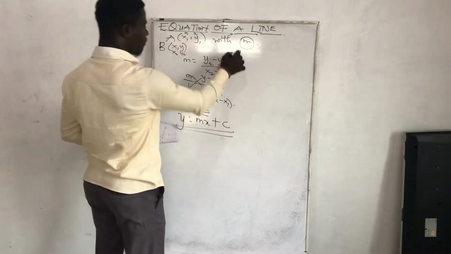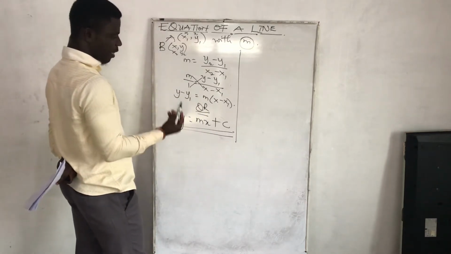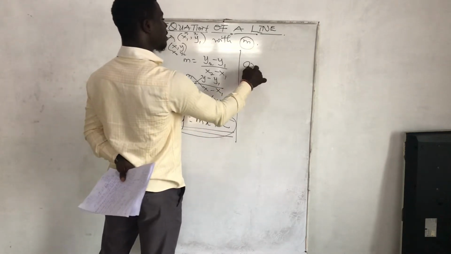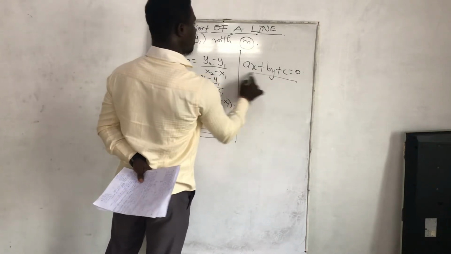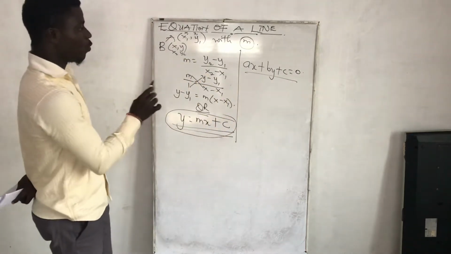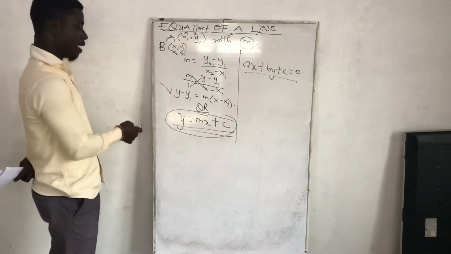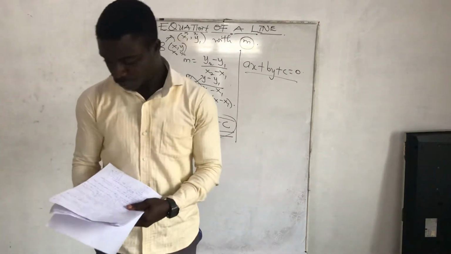Make sure that when you are done finding the equation of a line, you can express it in this form. Or you can express it in the form ax plus by plus c equals 0. So you can express the equation of a line in this form. You can use this formula to find the equation of a line, or you can use that. It's very simple. Alright, so let's start.